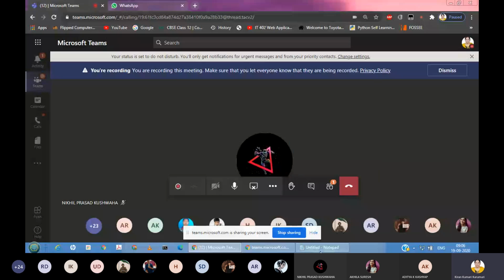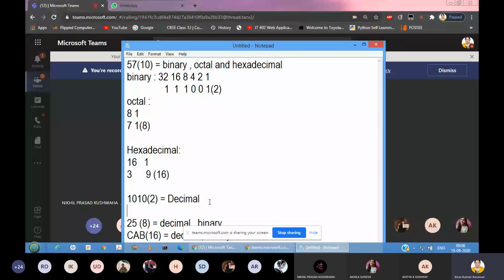Okay, now convert this one into decimal: 1010. What is the place value? 16th place, 8th place, 4th place, 2nd place, 1st place. The 16th place is not there, only 4 digits are there. 8421. So 8 plus 1 is there, 2 plus 1 is there, so 8 plus 2, how much? 10.